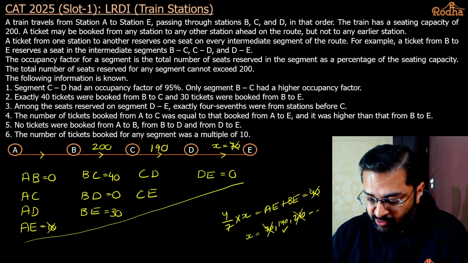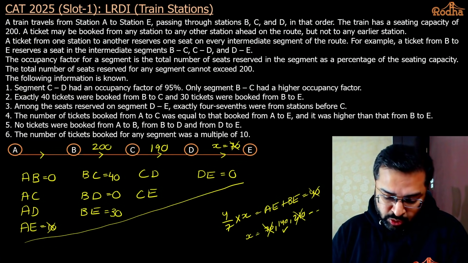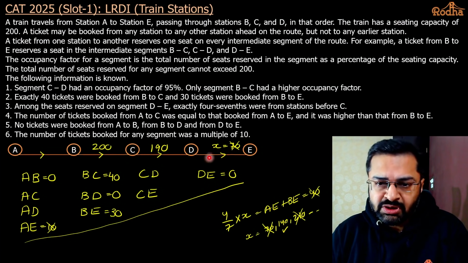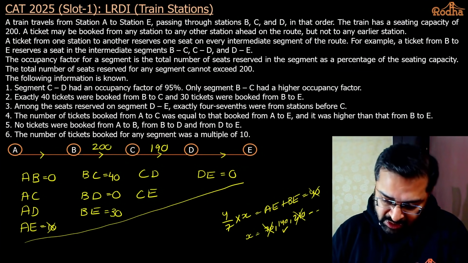So what would be the value of X? There's just one possibility. X, or the occupancy here, the number of seats reserved on this segment DE, has to be 140. There is no other choice. So we can just replace it with this 140. This is concrete logic. So this becomes 140.